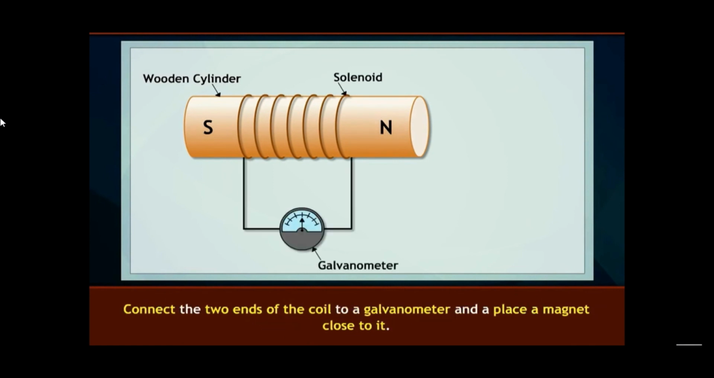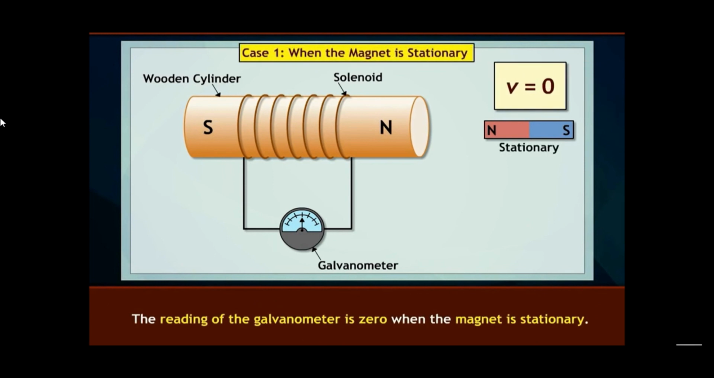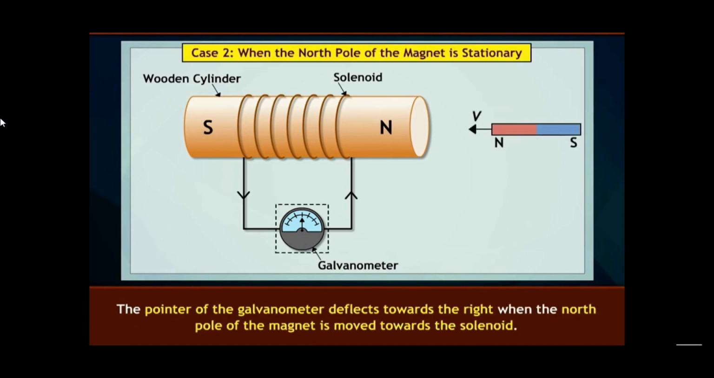Connect the two ends of the coil to a galvanometer and place a magnet close to it. The reading of the galvanometer is 0 when the magnet is stationary. The pointer of the galvanometer deflects towards the right when the north pole of the magnet is moved towards the solenoid.